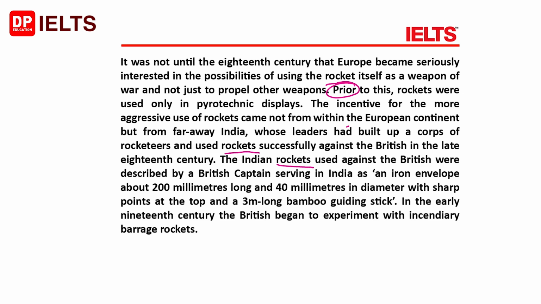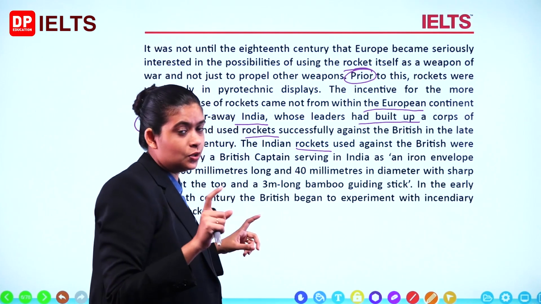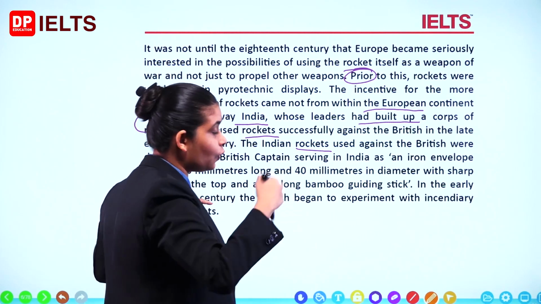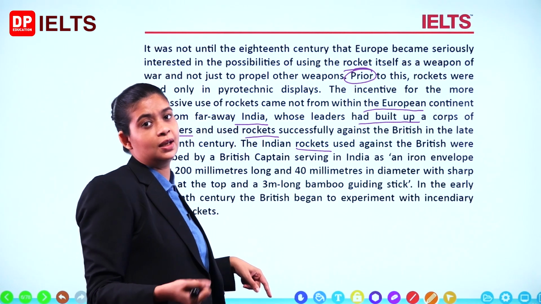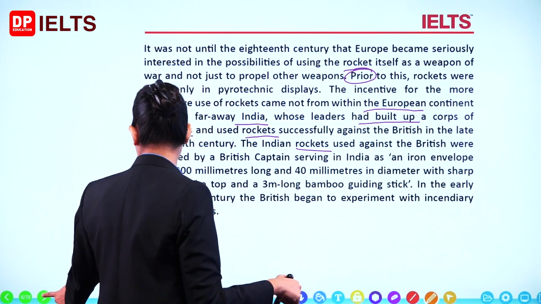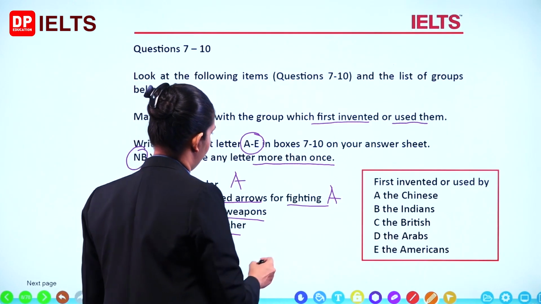aggressively was within Europe, but from far away India, whose leaders had built up a corps of rocketeers and used rockets successfully against the British in the late 18th century. So who really built it up and used it? It was the Indians, but Europeans then later started using it more aggressively. So India first invented it, so B.